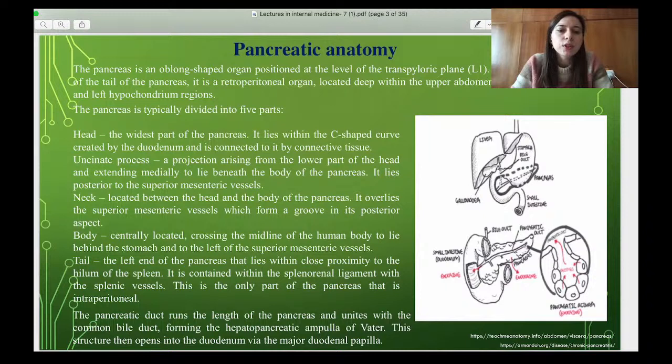The pancreatic duct runs the length of the pancreas and unites with the common bile duct, forming the hepatopancreatic ampulla, or ampulla of Vater. This structure then opens into the duodenum via the major duodenal papilla. And on this picture you may see the anatomy of the pancreas.